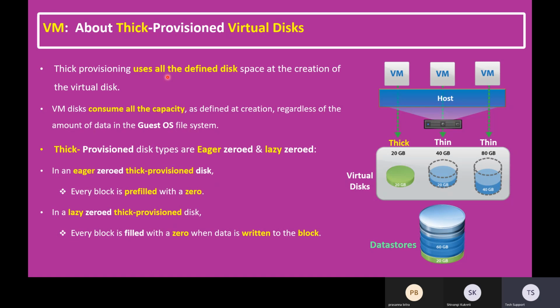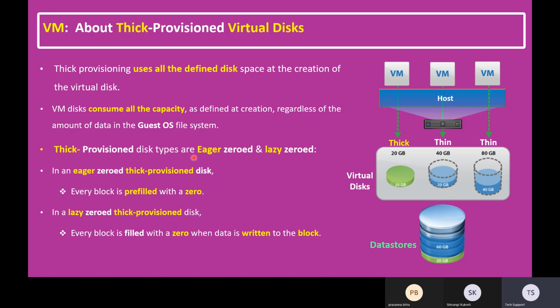Thick provisioning uses all defined disk space at the creation of a virtual disk. Whatever size we assign, say 20, the complete 20 is occupied. The VM disk consumes all the capacity as designed at creation, regardless of the amount of data in the guest OS file system. Whether it is an NTFS file system or a Linux ext3 or ext4 file system, it will consume completely if it is in a thick provisioned format.